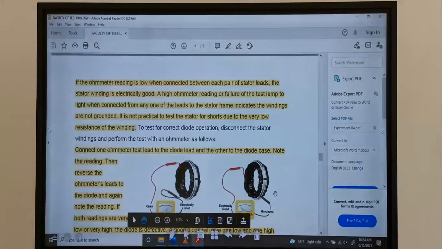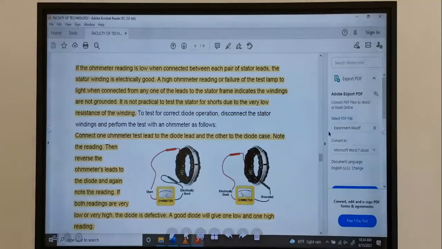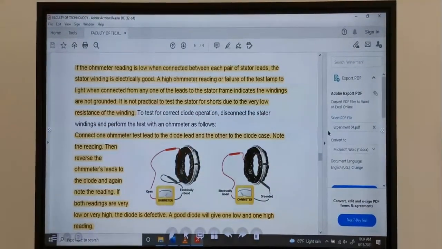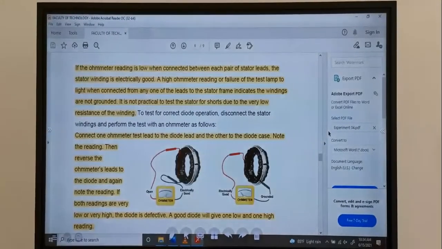So here, this is a test for the stator. The ohmmeter's reading is low when connected between each pair of stator leads. Each pair of stator leads, that means one is neutral and there are 3 wires. So we can connect each pair of stator leads, then the reading is low. So what's the meaning? The stator winding is electrically good.